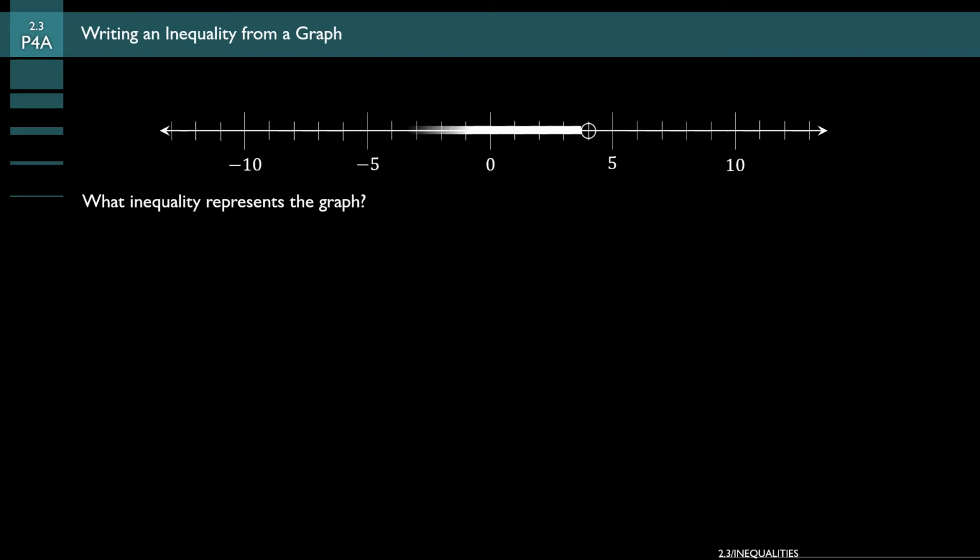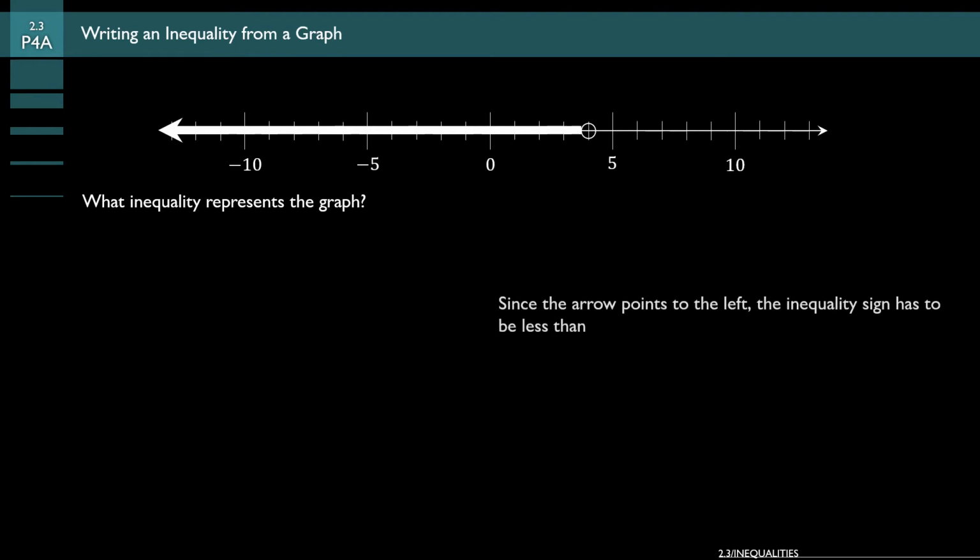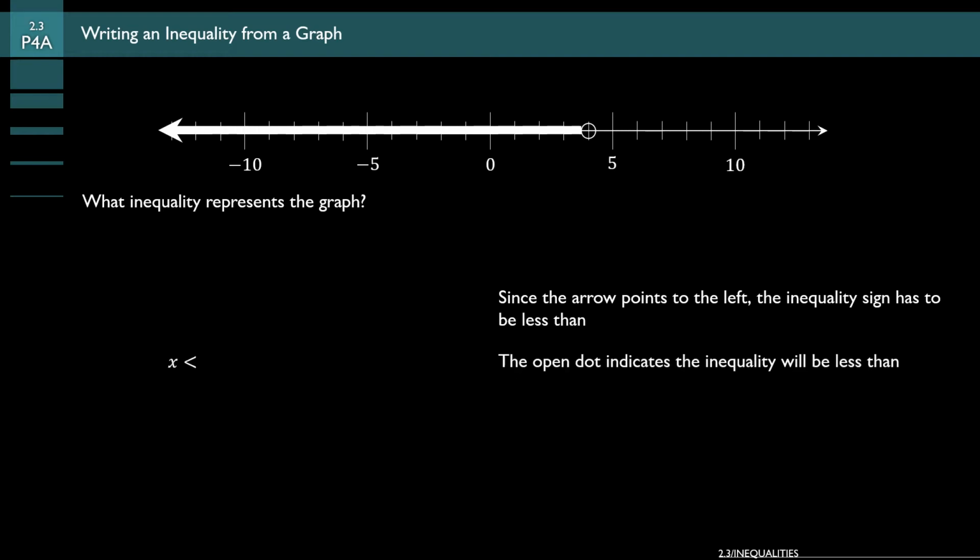The next problem shows us an open circle at 4 with the arrow running to the left. So what we want to do with this one is take a look at which way the arrow is running. Again, that's going to be all of the x values that are solutions. Since it's running to the left, that means we've got a less than sign, because we also have an open circle. So x is less than is what we're going to start off with. Where is the circle located? The circle is located at 4, so that means x is less than 4.